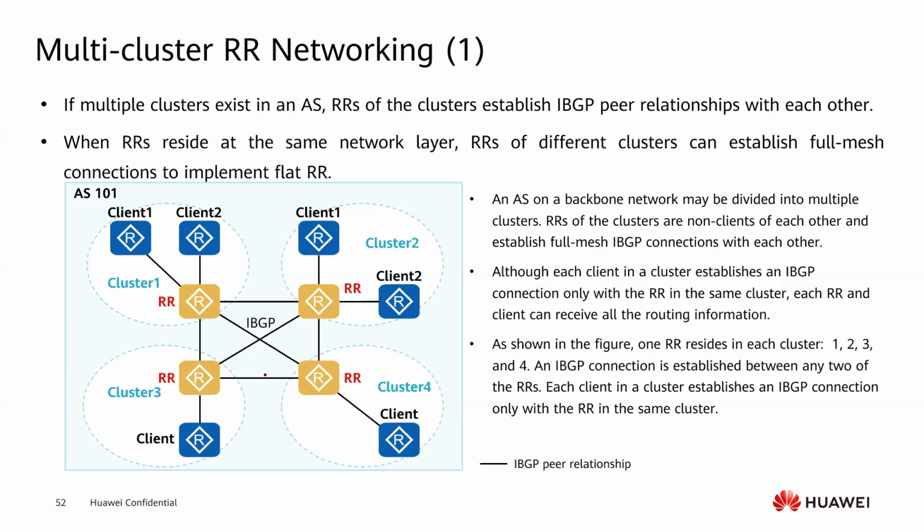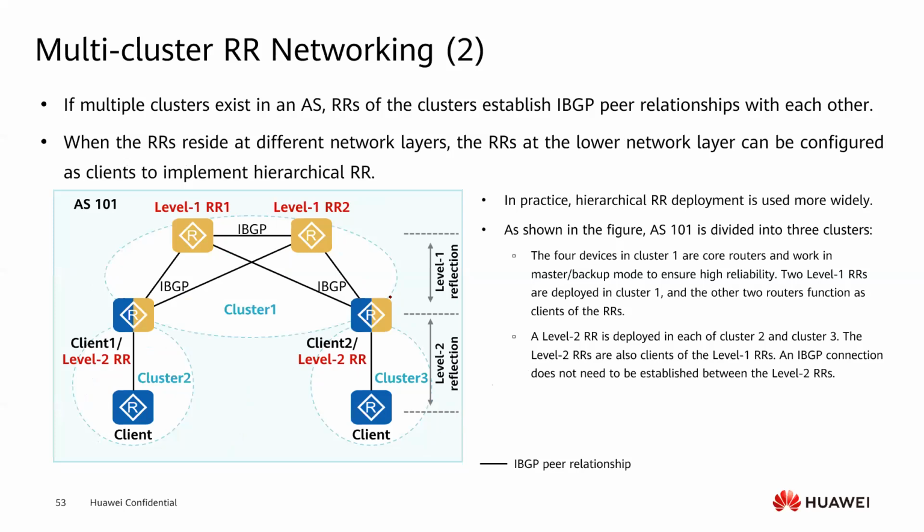And in this scenario, all of the RRs need to establish the full mesh IBGP. So between both of them, they need to establish the iBGP relationship. And in each cluster, you need to establish the iBGP between the RR and all clients. Okay, this is the first scenario.